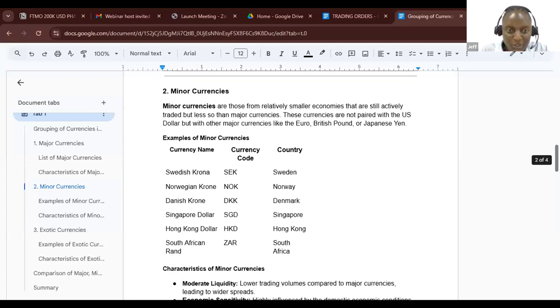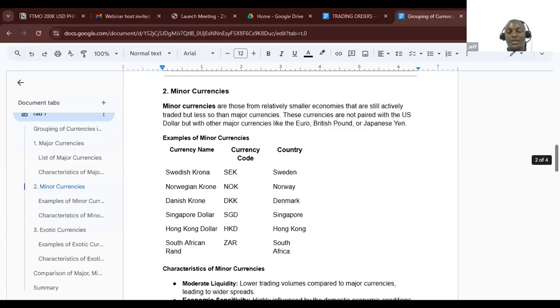Okay. Then the next one you have is the Norwegian krone. The code is NOK, and the country is Norway. Then you have the Danish krone, DKK, that is the code. The country is Denmark. Then you have the Singapore dollar, which is SGD, and the country is Singapore. Then you have the Hong Kong dollar, HKD, and the country is Hong Kong. Then you have the South African rand, code ZAR, and the country is South Africa.